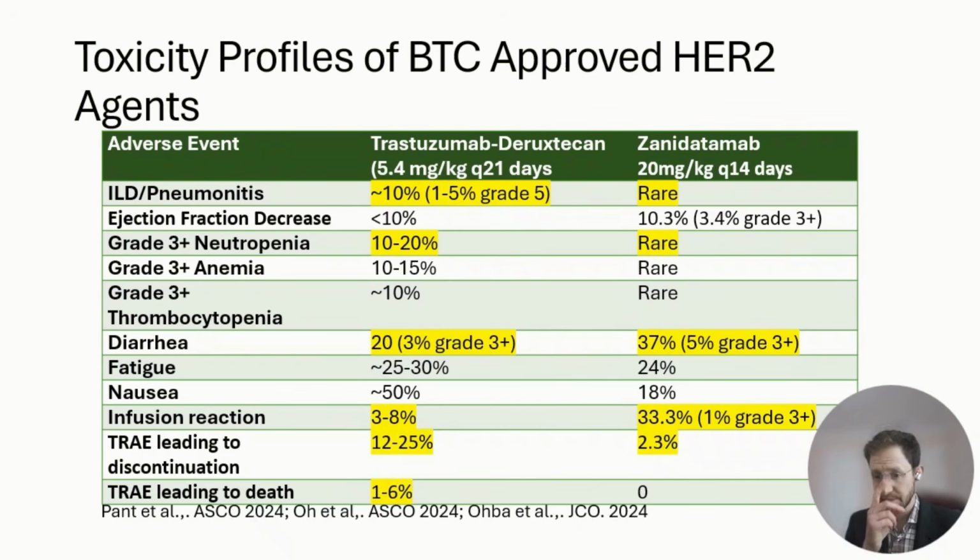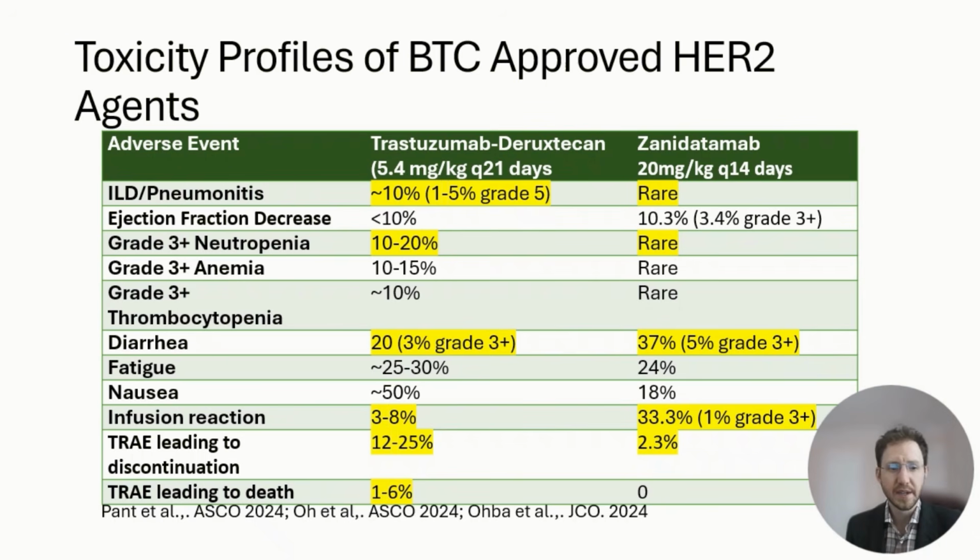And just to compare our two approved agents, so we have trastuzumab deruxtecan, a HER2 ADC, versus zanidatamab, which is a bispecific, and one has a chemo component. I think that's probably the biggest difference between the two, where you're going to have more chemo-related or chemo-similar side effects with trastuzumab deruxtecan, and you don't have a chemo component with zanidatamab.